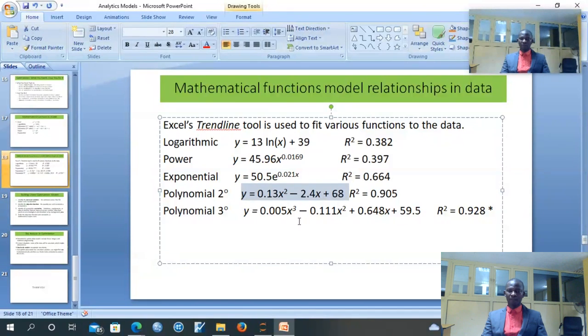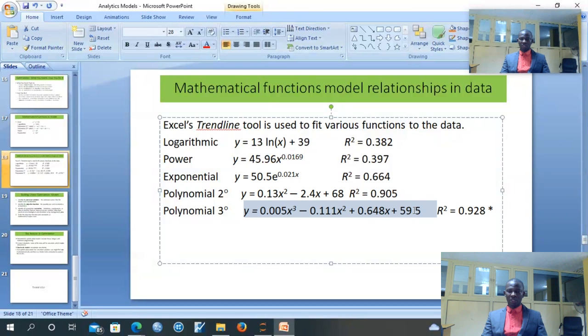To do the same thing here, we multiply the 20 by 2.4. We get a value. We raise the 20 to the power of 2, which is 20 times 20, and multiply by 0.13. Whatever we get here, we subtract the value that we get here, then we add 68.